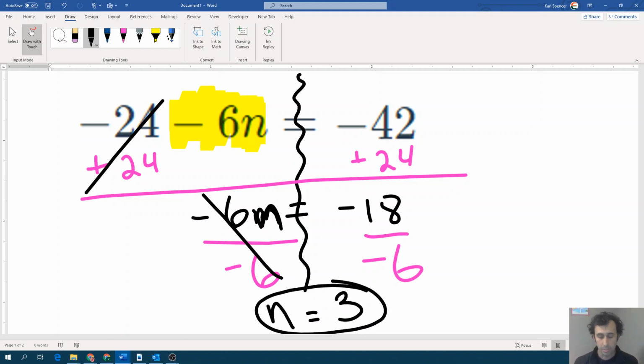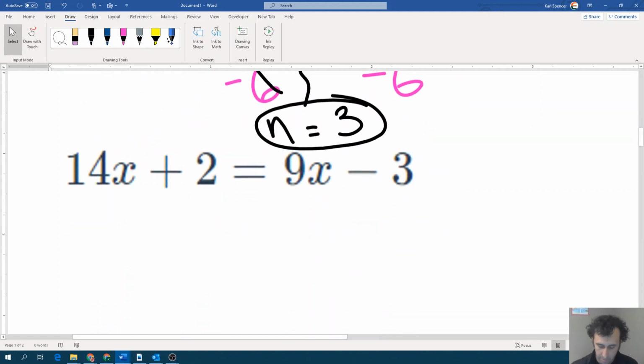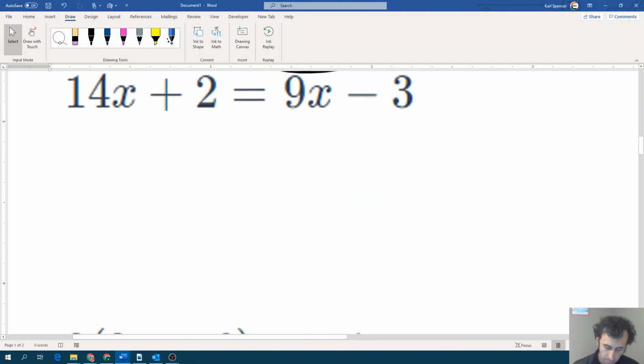It is good practice to take that 3 and plug it back in to double check. I'll leave you to do that on your own, but we'll go ahead and move on to the next problem.